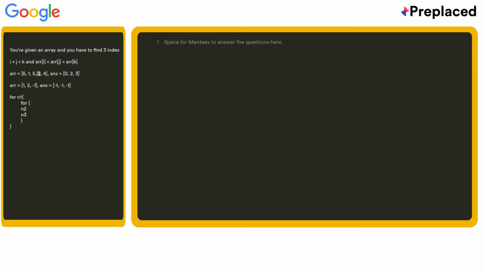Just thinking out loud, what we can do is, when this loop is running, it will compare 5 and 2, and since 2 is smaller than 5 but bigger than 1, we can assign 2 to n2. So for the next iteration, it will be comparing 4 to 2 and not to 5.